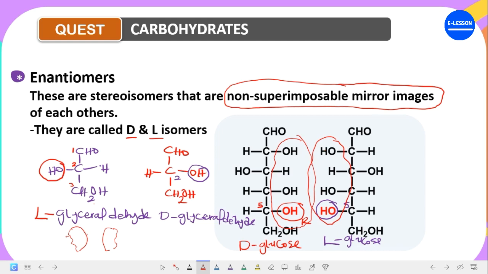These two things facing each other are what? Alike. OH, OH, H, H, OH, OH, OH, OH. Are you getting it now? That is for enantiomers. Is that understood?